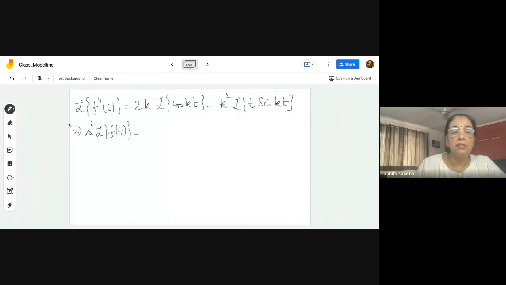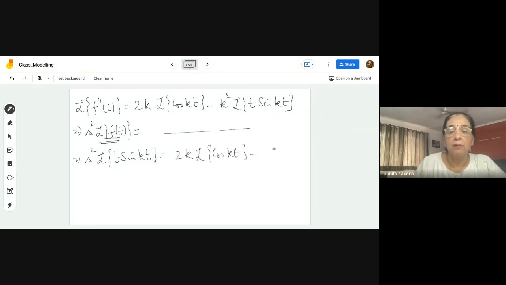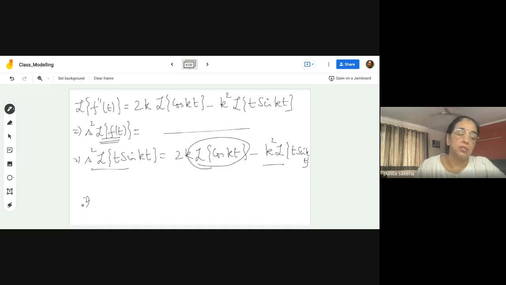So that means this is equal to whatever right hand side we have. This implies you have s square Laplace of t sine kt is equal to 2k Laplace of cos kt minus k square Laplace of t sine kt. So again, you can combine these two, you know the Laplace of cos kt, and you get your result. Things become very simpler here.